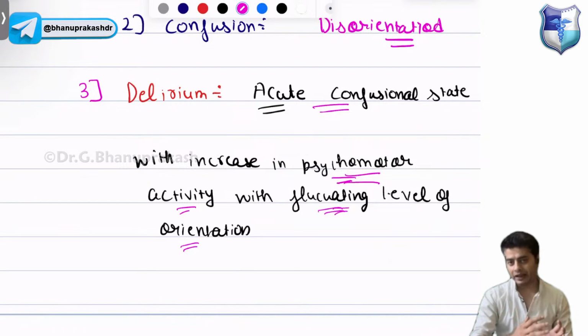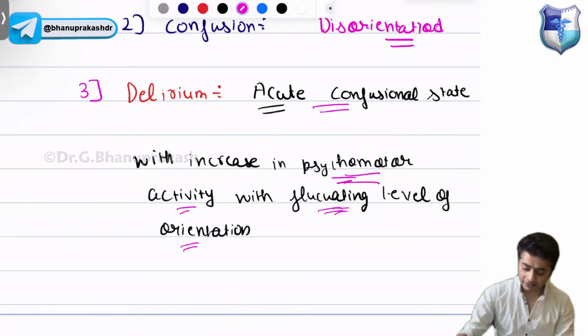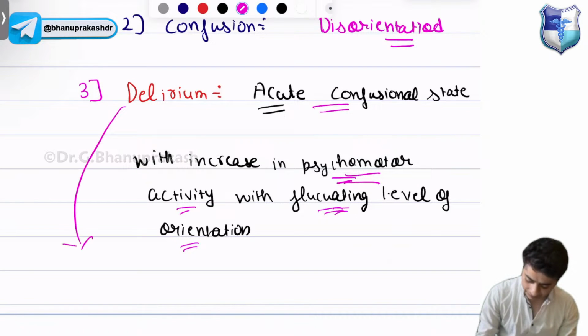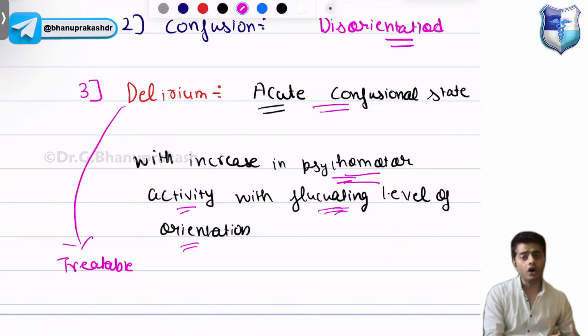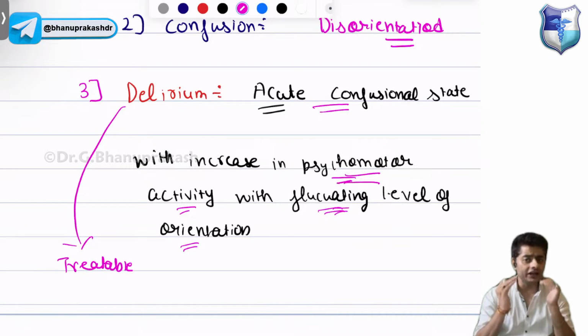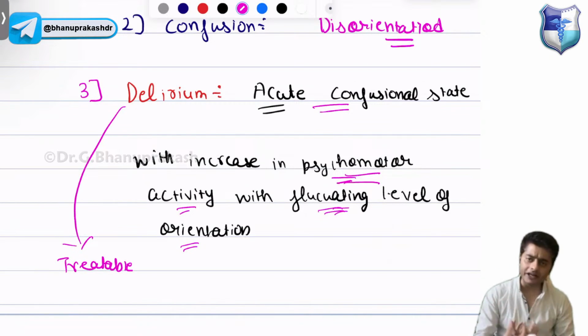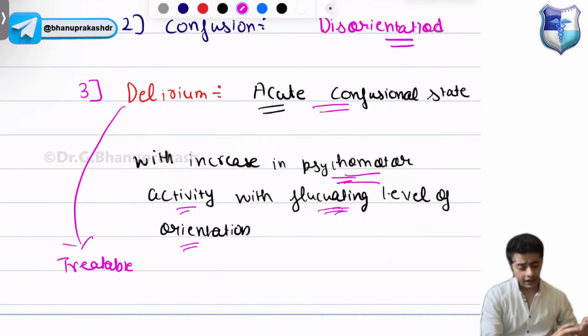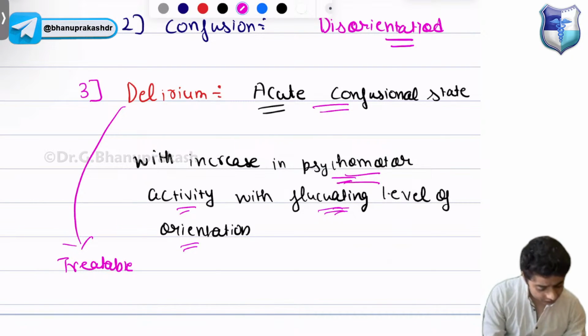Most of the time delirium is treatable. But when it comes to dementia, only 10 to 20% of dementias are reversible. Not all dementias are reversible, but most delirium is reversible. And there are many factors leading to delirium, for example hyponatremia. Suppose there is a patient admitted in the ward with hyponatremia.